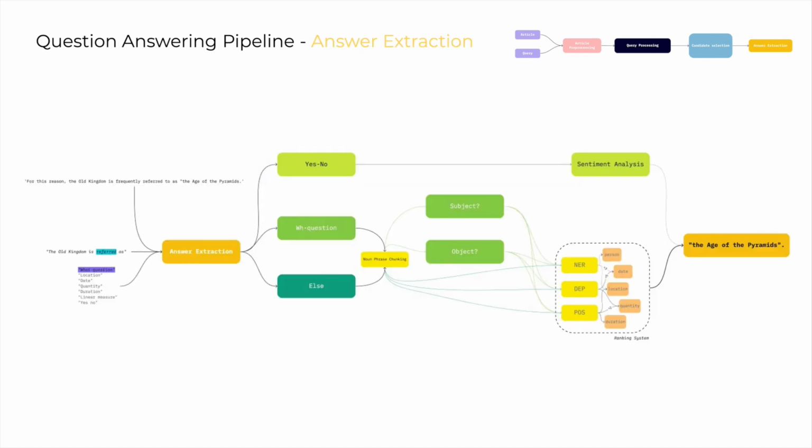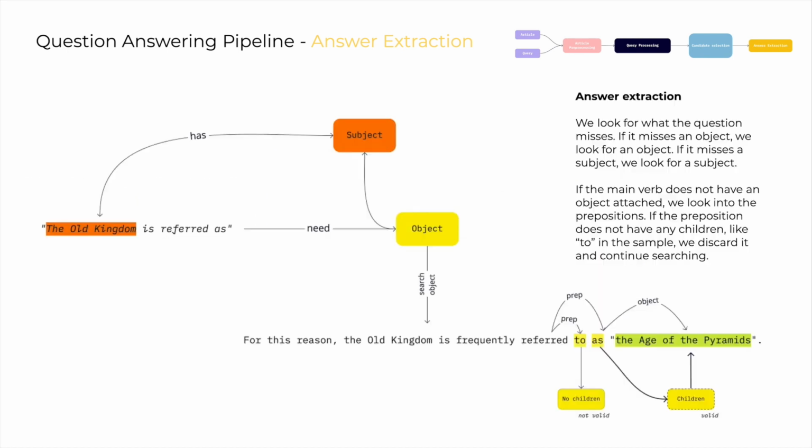We distinguish 3 different routes to extract the answer. For yes/no questions, we do sentiment analysis. For questions that aren't categorized as a what question, we do a ranking system based on named entity, dependency, and part of speech that characterizes the query. For what questions, we look for what is missing in the question. If the question doesn't have an object, we look for an object, and if the question doesn't have a subject, we look for a subject.